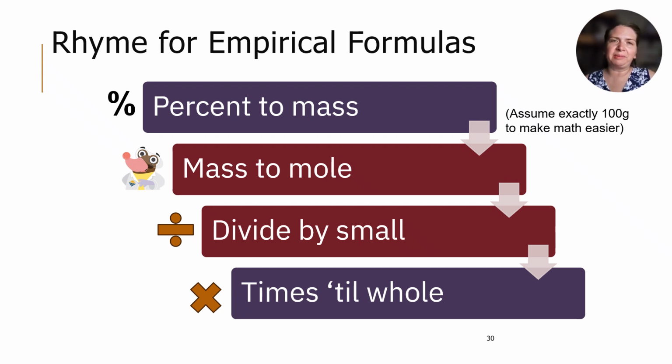Here's a helpful rhyme for remembering the steps to find the empirical formula. Percent to mass, mass to mole, divide by small, times till whole. Now, with this poem, not every step is needed for every problem. For example, if we are already given masses, we can skip the step for percent to mass. Or, if the subscripts are already whole numbers after dividing by the smallest value, we would not need to multiply to achieve whole numbers.